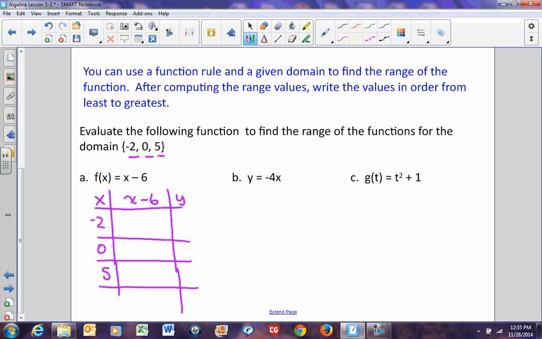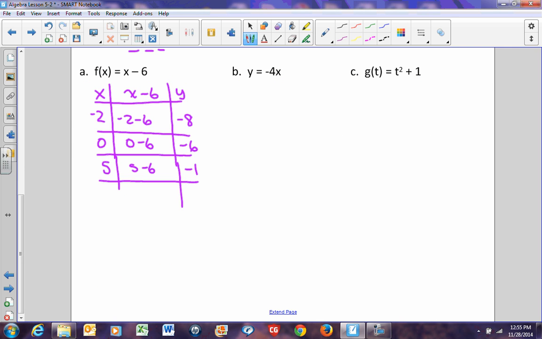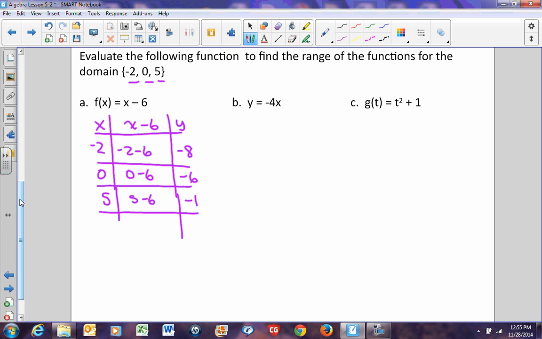So when x is negative 2, I have negative 2 minus 6, which means y is negative 8. When x is 0, I have 0 minus 6, which means y is negative 6. When x is 5, I have 5 minus 6, which means y is negative 1. I have now found the values that I need, but now I need to list my range, and range is always listed from smallest to largest. So my range is listed as, in a little bracket, the smallest number is negative 8, then there's negative 6, and then there's negative 1. And that's my range.